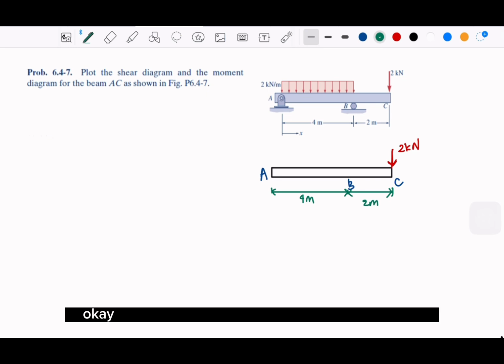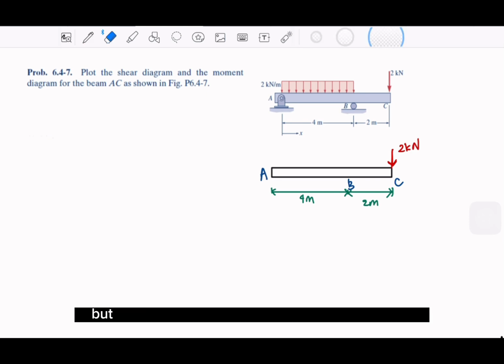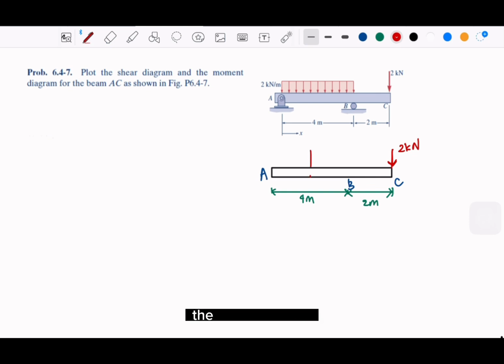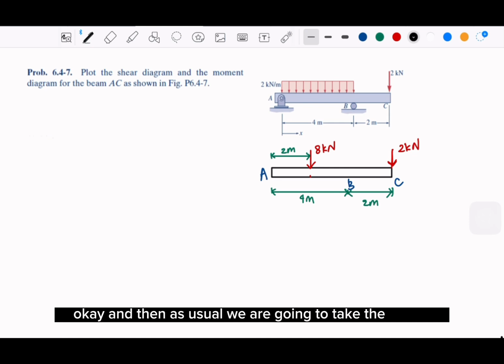Okay, and for the distributed load in the free body diagram, we are going to simplify it by taking this 2 kilonewton per meter and multiplying with the distance, which is 4. So this will be 8 kilonewton, but it will be located at the middle, right? The middle of 4. So this will be 8 kilonewton, 2 meters from here. Okay. And then as usual, we are going to take the statics.